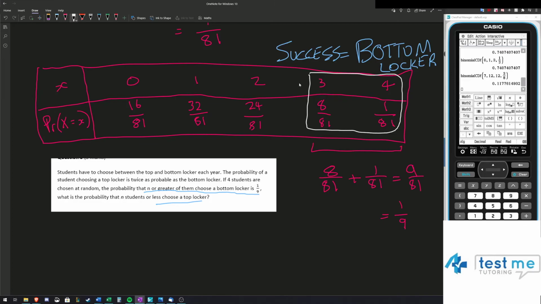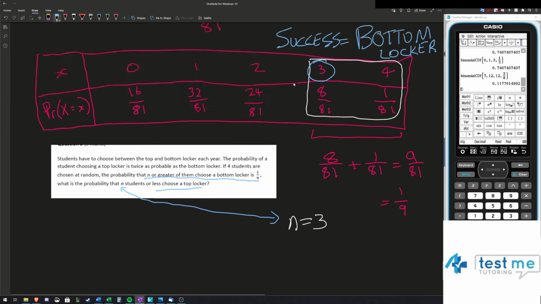N or greater. So therefore n, in our case, and that's this n, again, they try and trip you up, this n is different to the number of trials. So we're now looking for the probability that 3 or less students choose a top locker. All that entire top part has done is told us what to look for at the very bottom. We're looking for 3 or less students. I hope that makes sense to everyone.